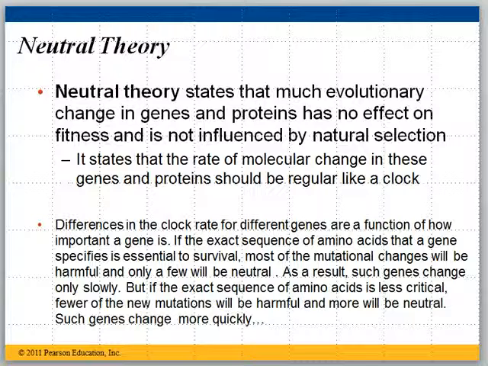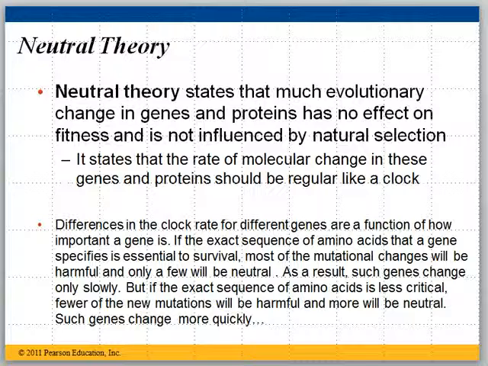But if the exact sequence of amino acids is less critical, fewer of the new mutations will be harmful and more will be neutral, and those genes will change pretty quickly, pretty rapidly. So if you have a lot of neutral changes, you could expect that not to be affected by natural selection, keeping it down. And the opposite is true. If those changes are positive, you would expect natural selection to increase that likelihood within the population. So this neutral theory states that if you can take away natural selection, and if the changes are not helpful or harmful, they should occur at a regular rate.